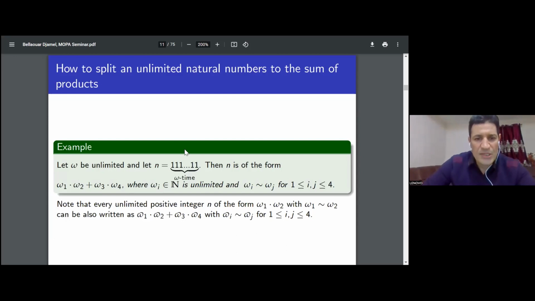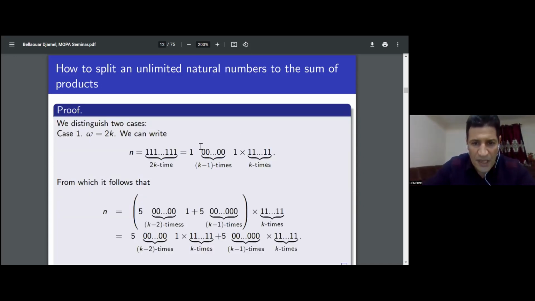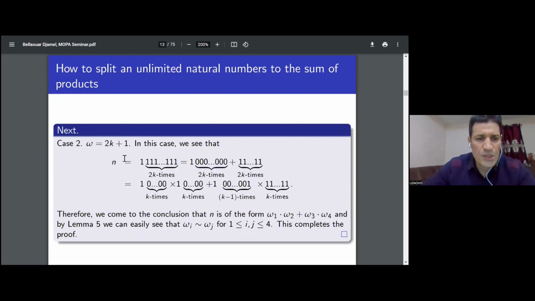In this example, consider an unlimited number of this form. Look, 111 repeated omega times. So we can write this number as the product of two unlimited integers, omega 1 and omega 2. Here there is k times, and here k minus 1 times. And so we can write this number as omega 1 times omega 2 plus omega 3 times omega 4. This is the case when omega is even. In the case when omega is odd, we use the same procedure.